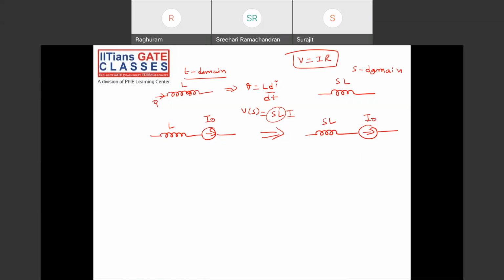Similarly, for capacitance, I is equal to C dV by dt. So this will become I of S is equal to SC into V of S, or V of S is equal to 1 by SC into I of S. Capacitance will become 1 by SC.